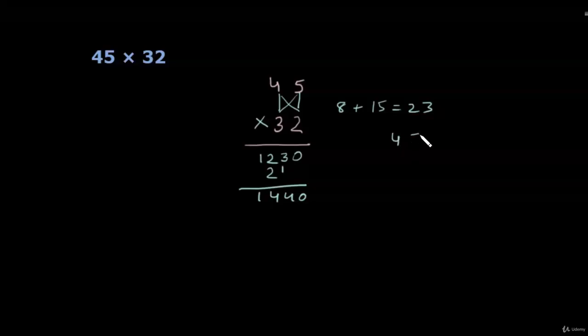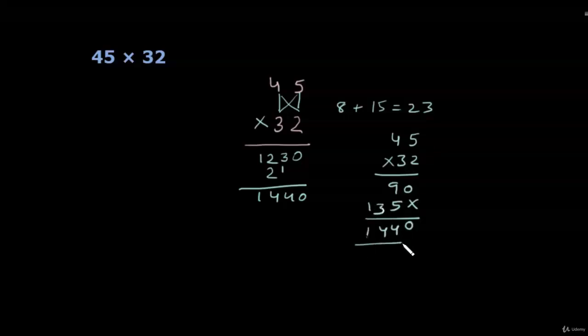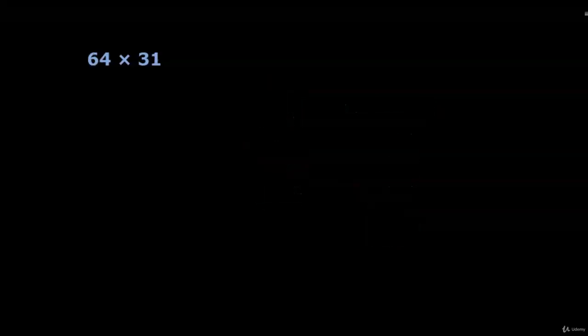If we follow the traditional method, it is going to take slightly longer. Because first of all, we are going to multiply this number by 2, like this, and then by 3. And now we have to add this. So like this. But this is going to give us the answer in a single line. Let's take one more example.